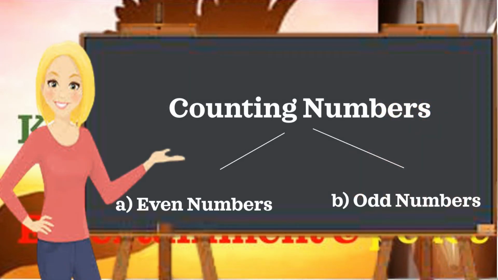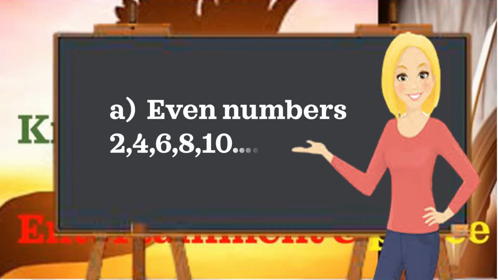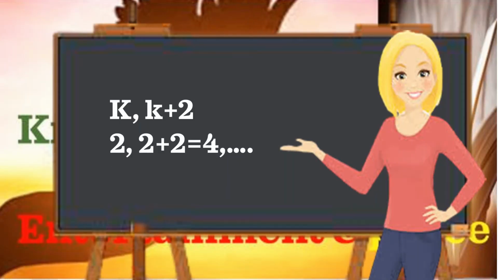Counting numbers are divided into two number series. They are even numbers and odd numbers. The first one is even numbers. 2, 4, 6, 8, 10, etc. are called even numbers. Even numbers are formed by adding 2 starting from 2. If k is an even number, then k plus 2 is the next even number.